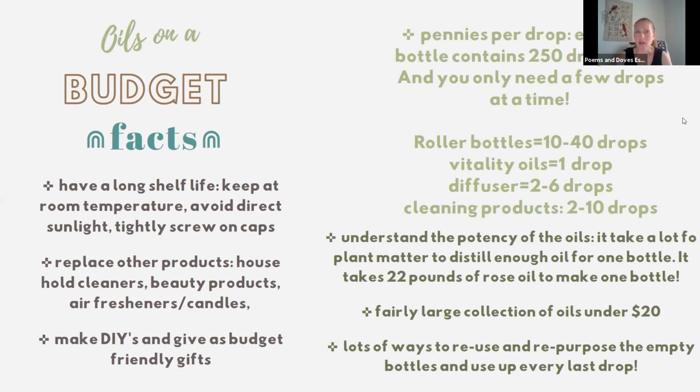So you can make so many different things from one bottle of oil that if you added up all those prices of things, if you bought them separately, it wouldn't even be a comparison. So yeah, super potent. For instance, it takes 22 pounds of rose petals to make one bottle of rose oil. And that is a bit of an extreme example, but it just goes to show how condensed and how potent these oils are.